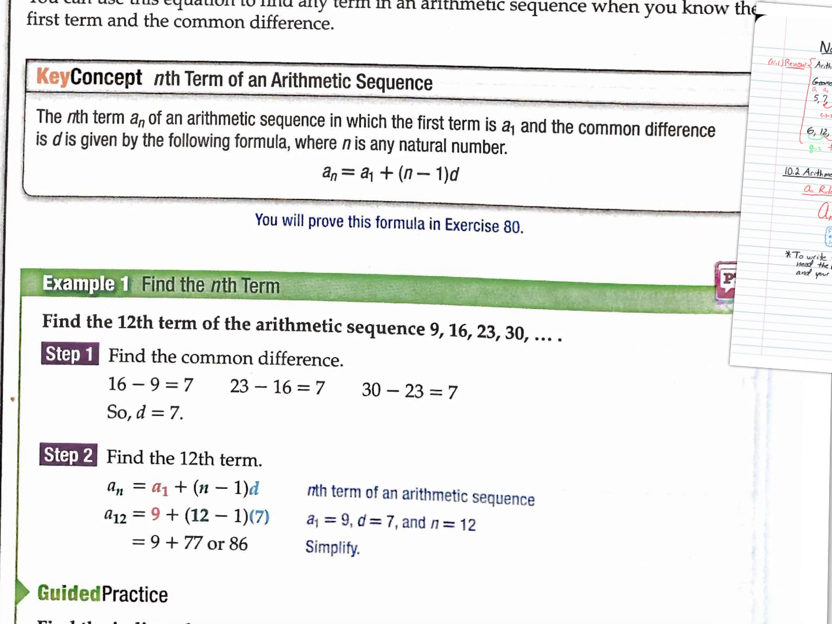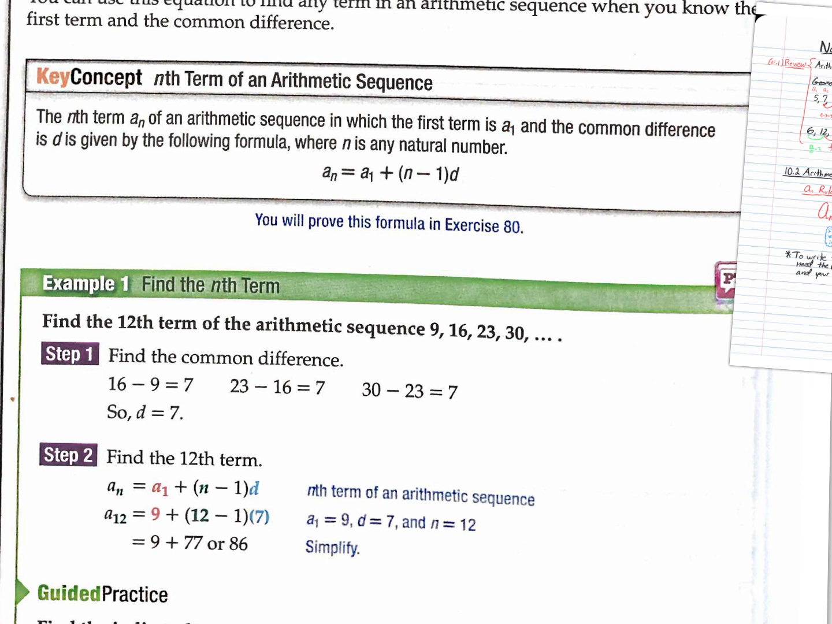And let's actually read through this. It says the nth term, a sub n, of an arithmetic sequence in which the first term is a sub 1. We already know what a sub 1 is, it's the first term, right? We already know it's the first number on our list.